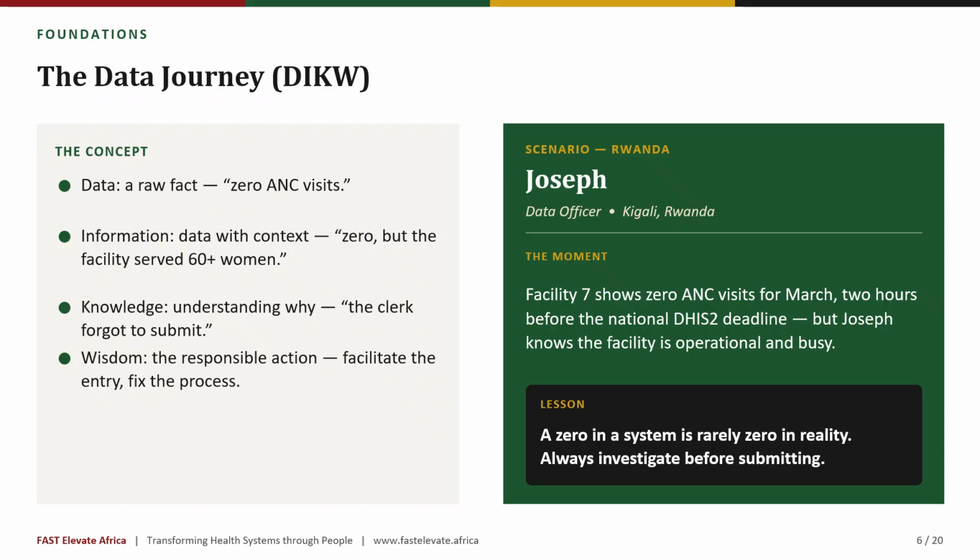Joseph sees 0 ANC visits. Is that really a 0? No. He investigates and discovers the report was never submitted. Good decisions require moving beyond numbers to understanding them.